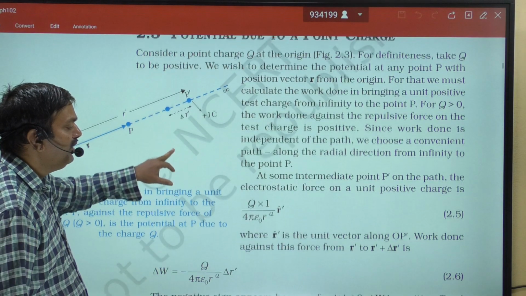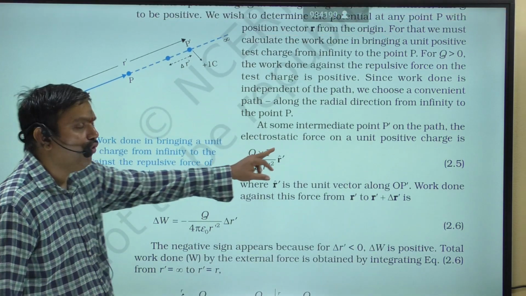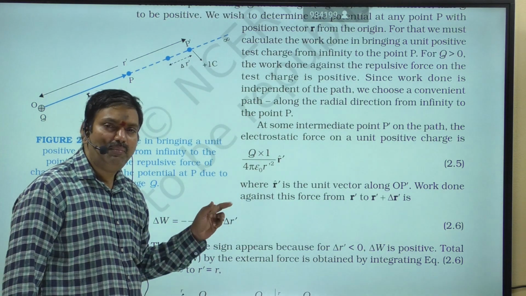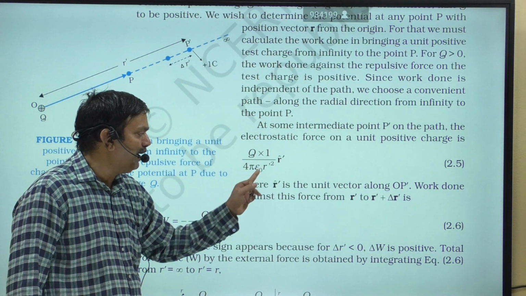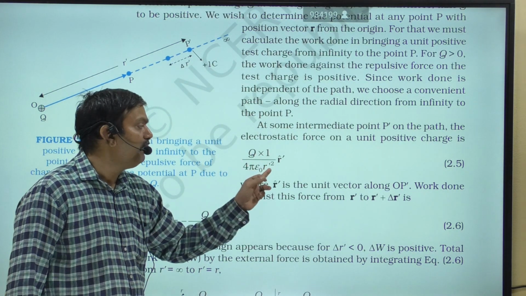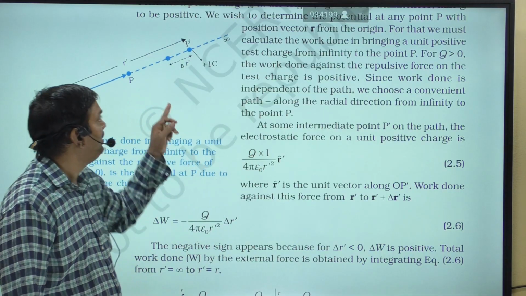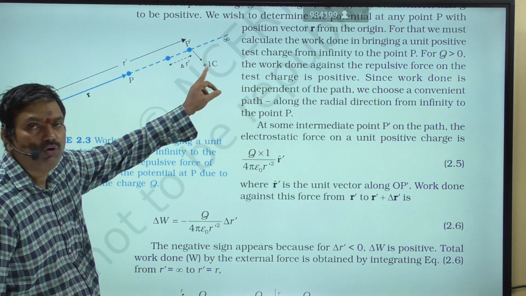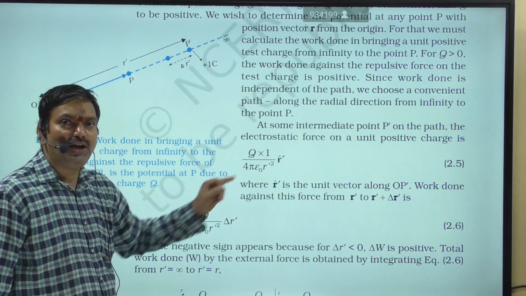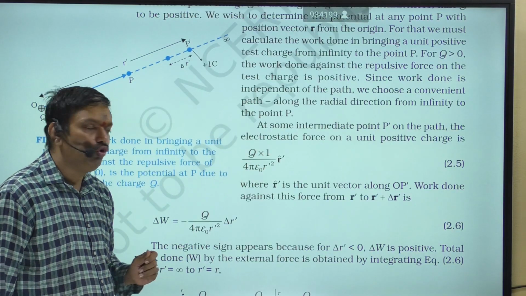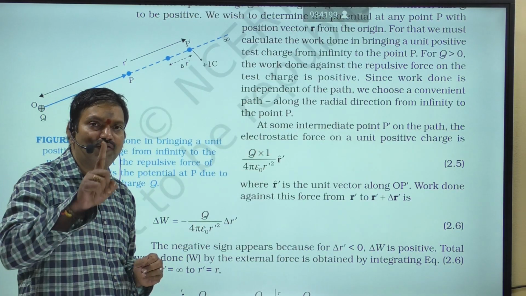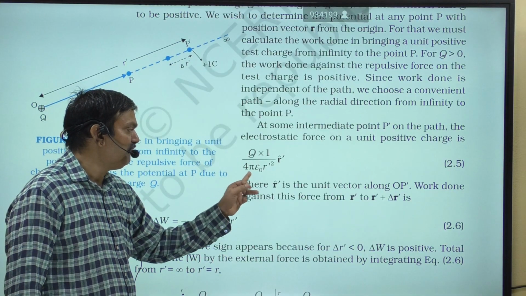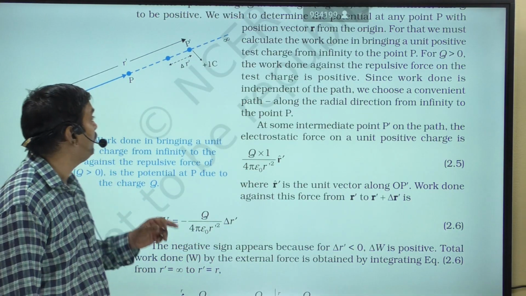As you see here, now I simply said: what is the force on a test charge? From Coulomb's law it is 1 by 4 pi epsilon naught Q1 Q2 by r square. Here the second charge we have taken is a 1 coulomb unit charge, so the first charge has magnitude Q coulombs and the second charge has magnitude just 1 coulomb. So the force is Q into 1 by 4 pi epsilon naught r dash square.